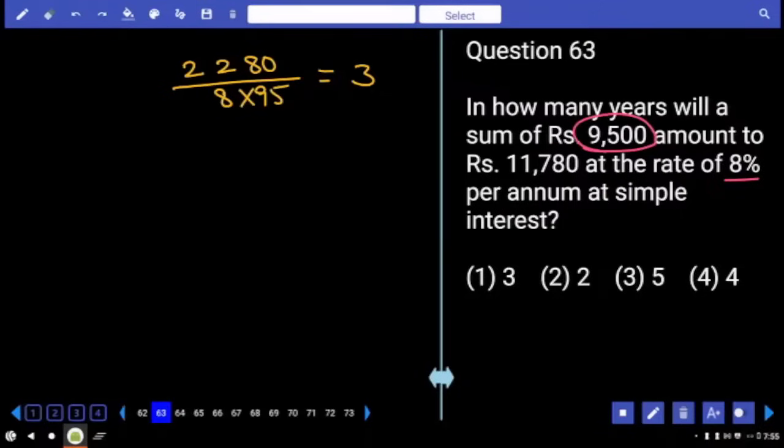Got it? Otherwise also, in numerator we have 3 multiple, in denominator we don't have 3 multiple, answer must be 3 multiple. There is only one option. Yes.